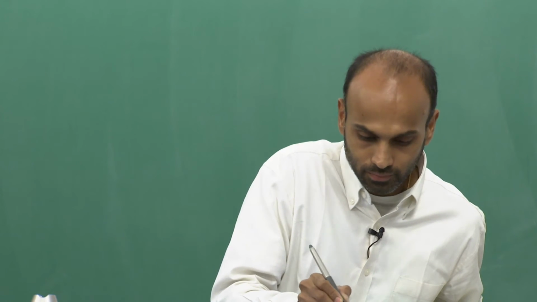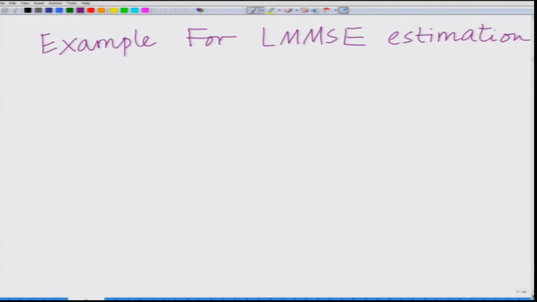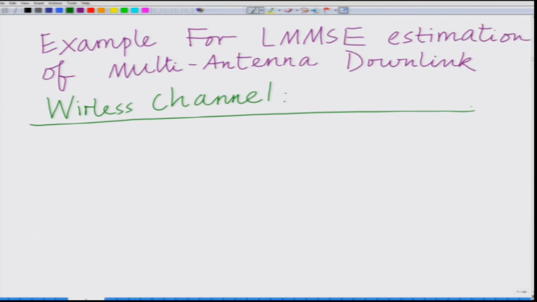Example for LMMSE estimation of a multi-antenna downlink wireless channel. Of course, the moment I say LMMSE, you have to understand that if the parameter is Gaussian, then it becomes MMSE. So we would like to do an example for this.